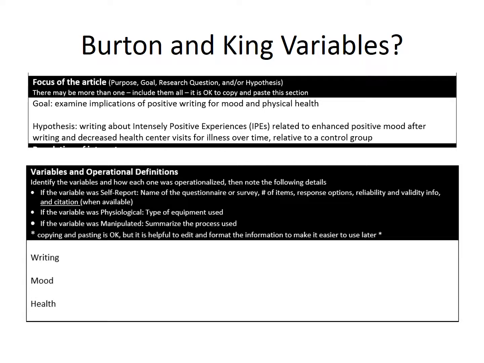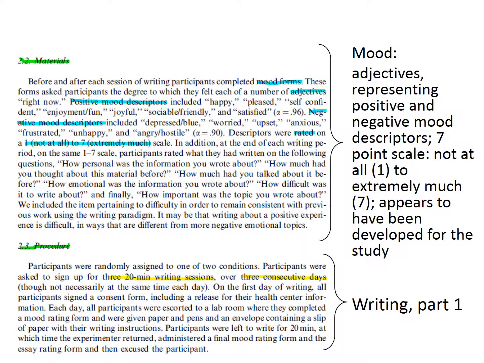If we think about the wording and what they appear to be interested in, though, we get the idea that they're interested in three variables: writing, mood, and health. We can start our notes in the variables and operational definition section of the worksheet by adding those simple conceptual labels.